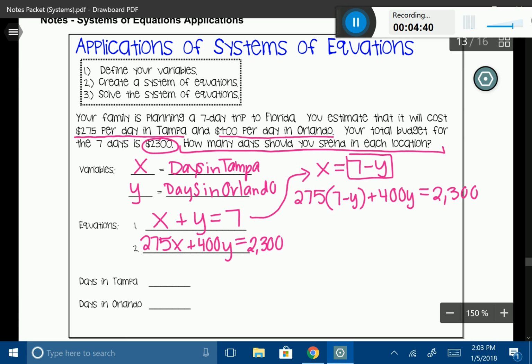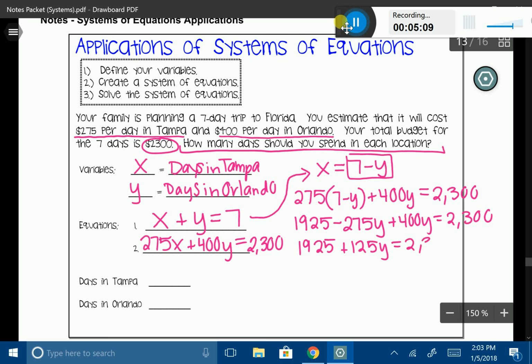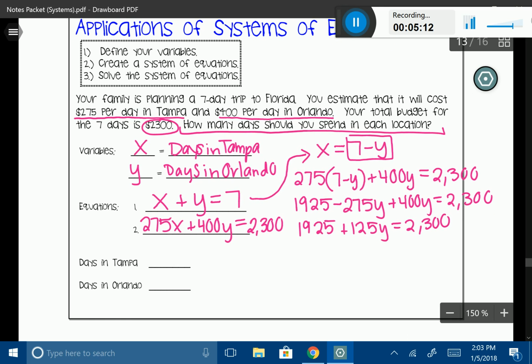Okay, from here I'm just going to go ahead and distribute and solve my multi-step equation. So I have 1925, feel free to use your calculator as well, minus 275y plus 400y is equal to 2,300. I'm going to combine like terms on my left-hand side. So 1925 plus 125y equals 2,300. And I'm going to go ahead and subtract that 1925 from both sides to get it out of the way.